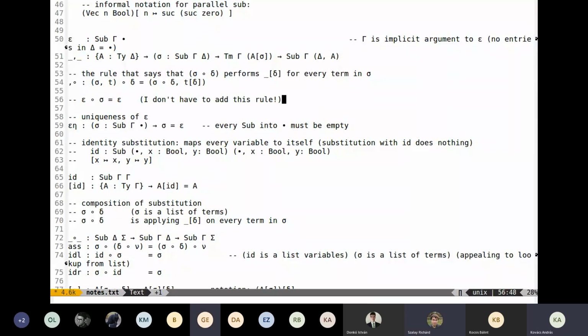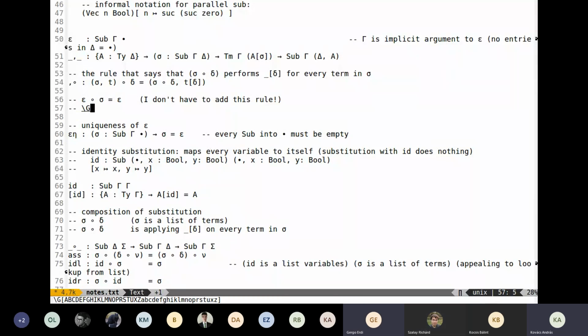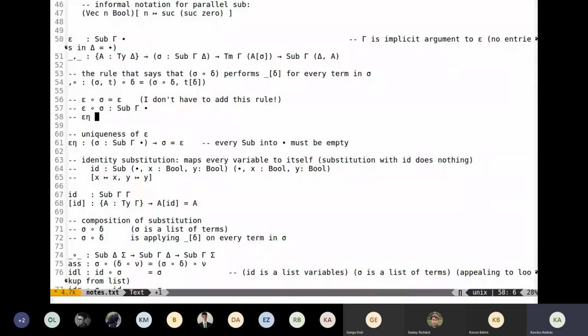Why? Because the type prescribes that it will be a substitution from the empty context. So epsilon composed with anything has type into the empty context, and there is a rule which says that everything which has this type is equal to epsilon. So this rule specializes to saying that epsilon composed with anything is epsilon.